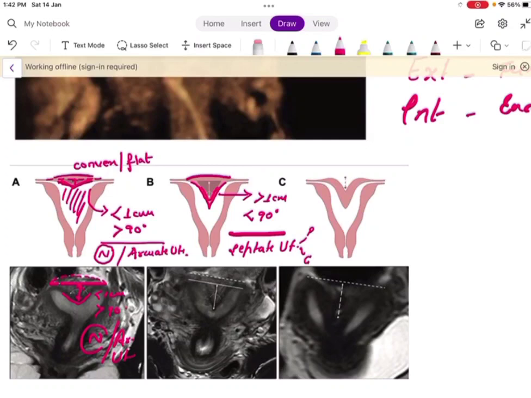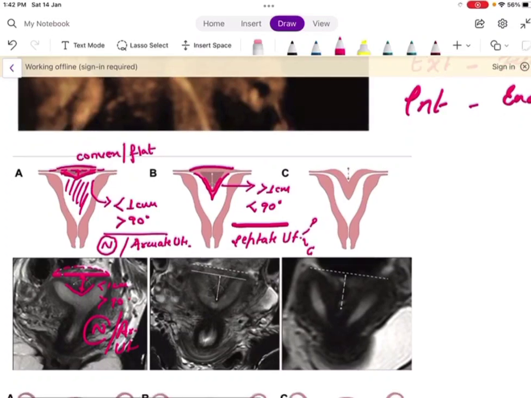cervix also. In the corresponding axial T2 MR image, we can see the same thing: the external fundal contour is flat. There is no abnormal dip in the fundus, that is, the external contour is normal, but there is this internal indentation which is more than 1 centimeter, and this angle is less than 90 degrees, typical for the septate uterus.